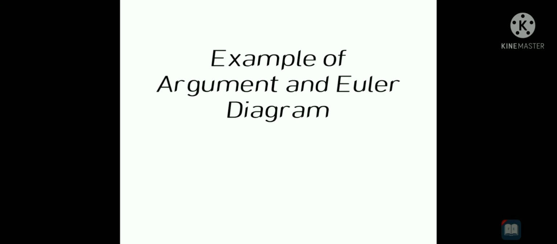Example of argument and Euler diagram. If premise 1 is true and premise 2 is true, and the conclusion is true, then the argument is valid. And if premise 1 is true, premise 2 is true, and the conclusion is false, then the argument is invalid.